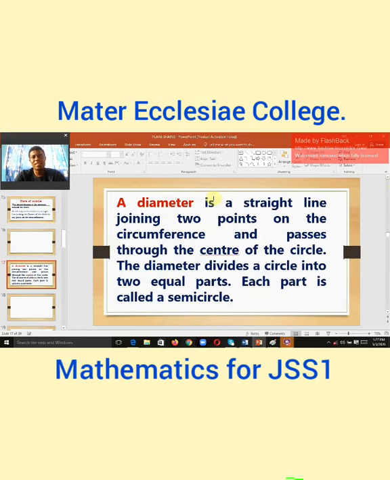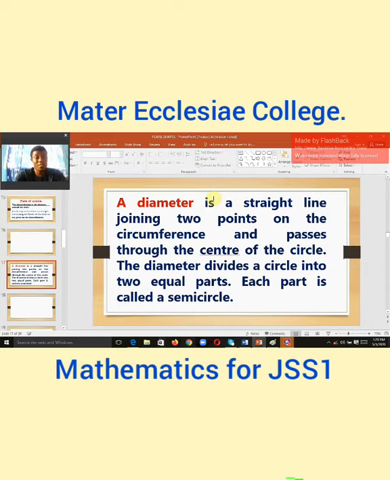A diameter is a straight line joining 2 points on the circumference and passes through the center of a circle. In other words, a diameter is a line that divides the circle into 2 equal halves, into 2 equal parts. Each part is referred to as a semicircle. A diameter is a line that is drawn from one circumference to another circumference, but this time the line divides the circle into 2 equal halves.